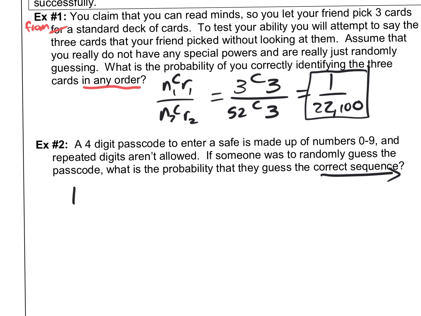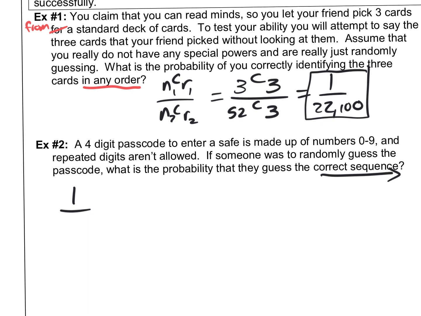Well, there's only one correct way to put in the passcode, right? Whatever it is, 1, 2, 3, 4, 5, 6, 7, 8, whatever the passcode is, there's only one correct way to do it. But on the bottom, we need to think of all the ways that we could put in the passcode incorrectly and correctly. All the ways we could put in a passcode of 4 digits.